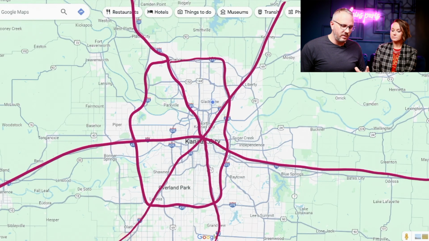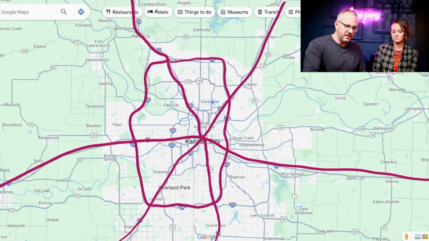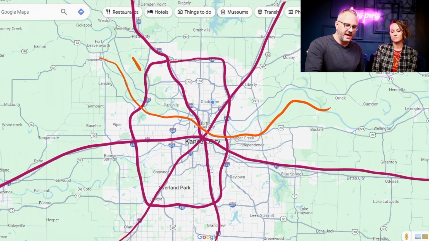So now looking at how the highways lay out, again, we're looking at whether you're north of the river or south of the river. So up here, you're going to have Platte County.